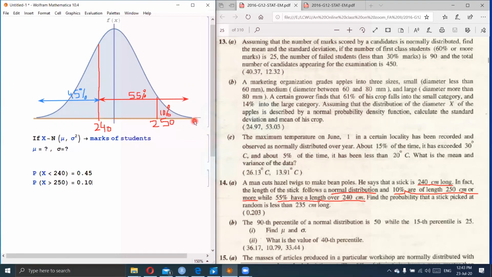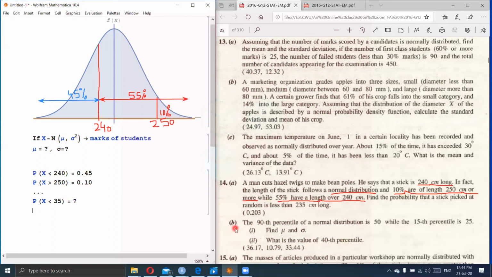The x is measured in centigrades. Mean and standard deviations are also measured in centigrade. Find the probability that a stick picked at random is less than 235. After doing this, we can find the probability of those sticks that x is less than 235. Now we have to find this probability.